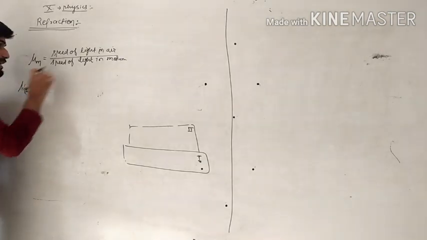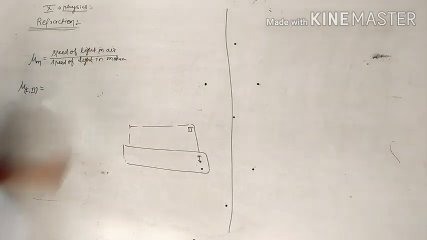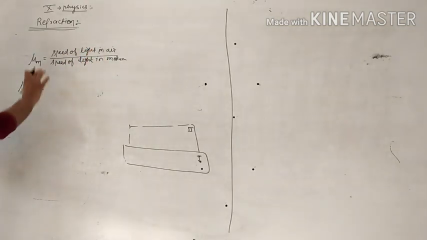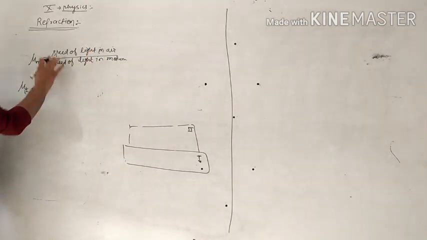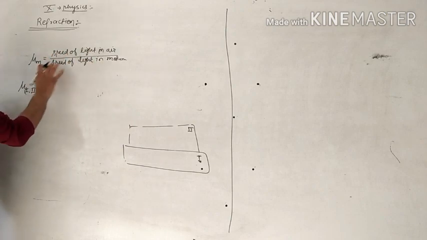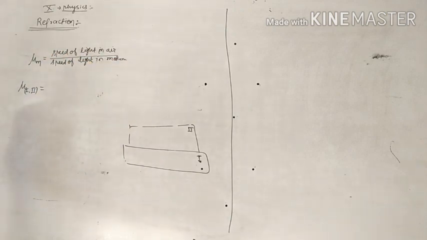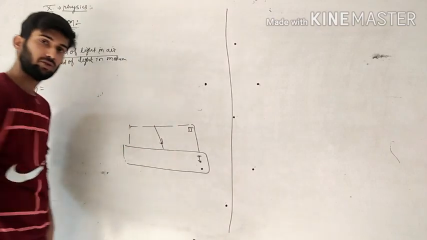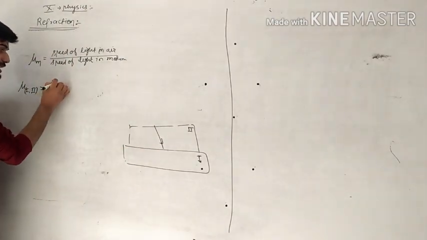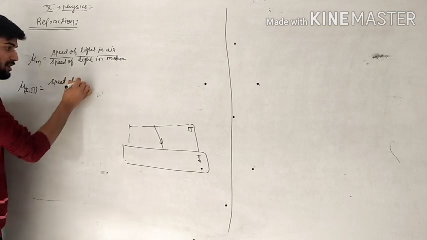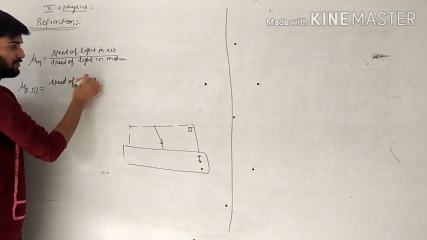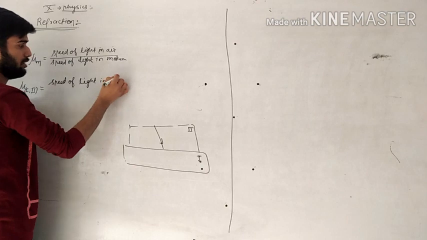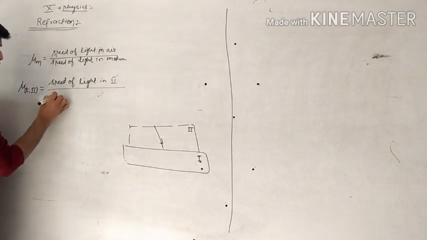In the earlier case light was entering from air to the medium, so we used the speed of light in air upon the speed of light in the medium. In this case light is entering medium 1 from medium 2, so we have to use the speed of light in 2 upon the speed of light in 1.